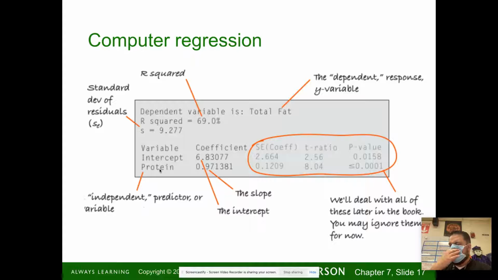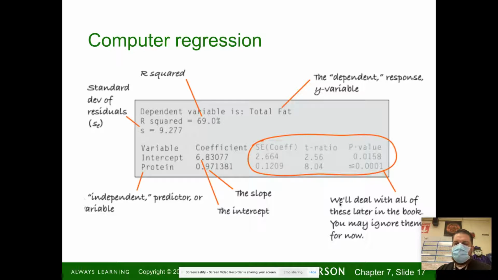And then you have the independent predictor or variable. The protein is on the x-axis. The coefficient is 6.83, and that is the y-intercept. So this would be the y-intercept right here. The slope of the line would be 0.97. Okay. And then there's some data over here.